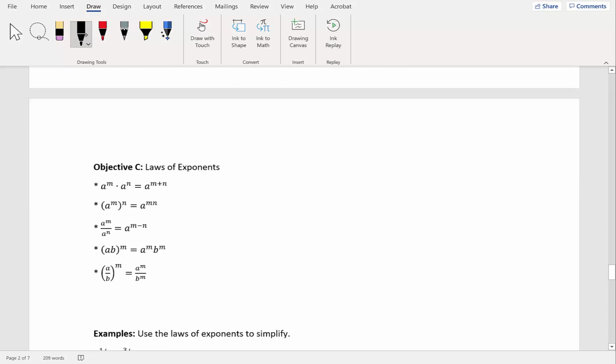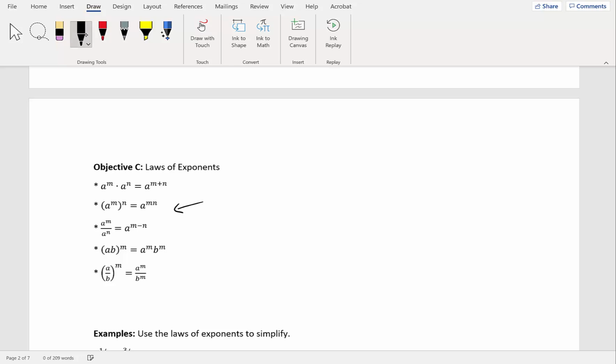Now our next objective is the laws of exponents. Take a look at our first law: a raised to the mth power times a raised to the nth power. We saw a little bit of this in a review in a previous section. This will become a raised to the m plus n. So when you have the same base and you're multiplying, all you have to do is add the exponents with each other.